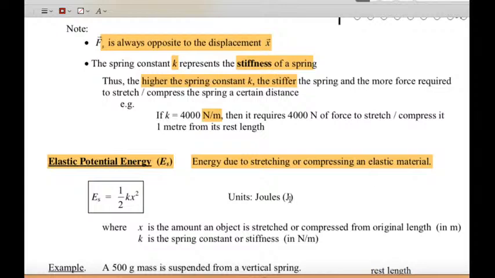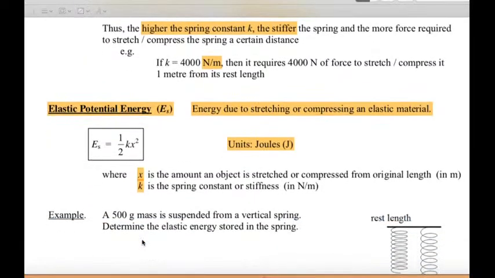And they're both units of energy, or joules, right? And we're using the same k and x as we did for our force. So x is how much we've stretched or compressed from rest, and k is our stiffness, our spring constant, right?